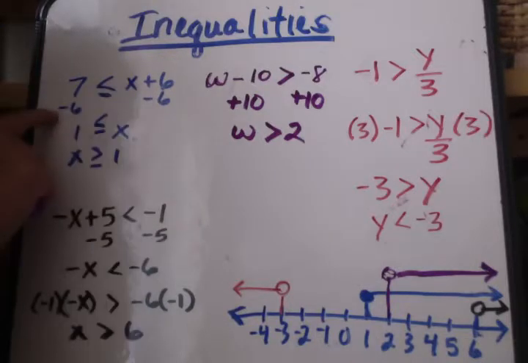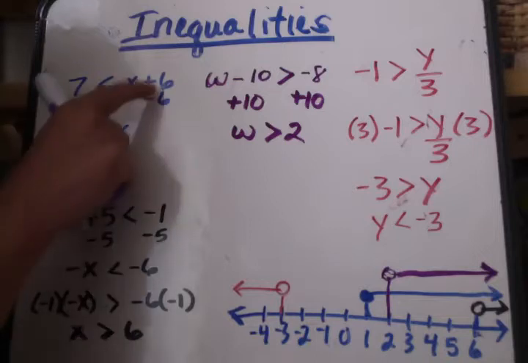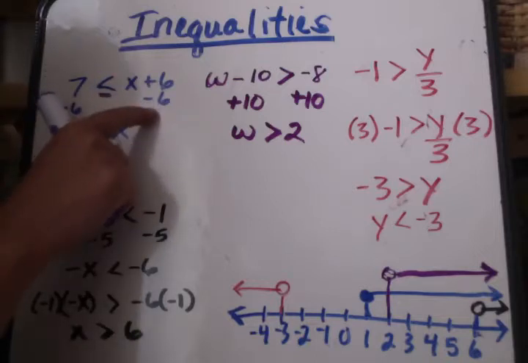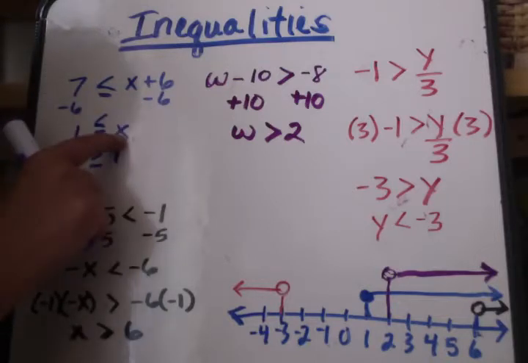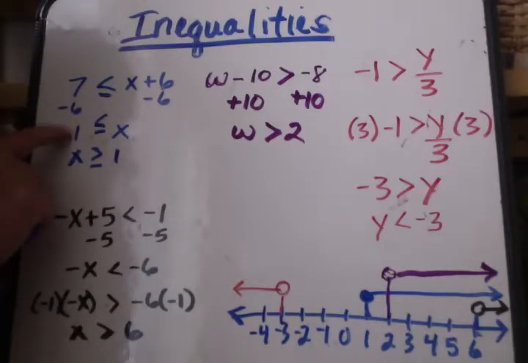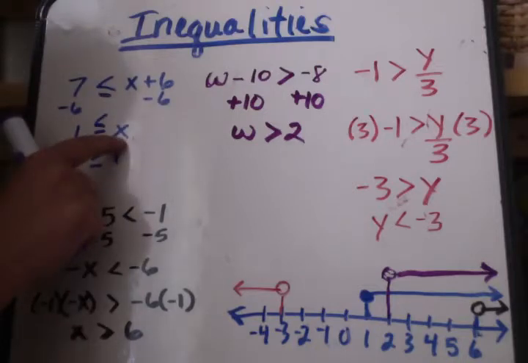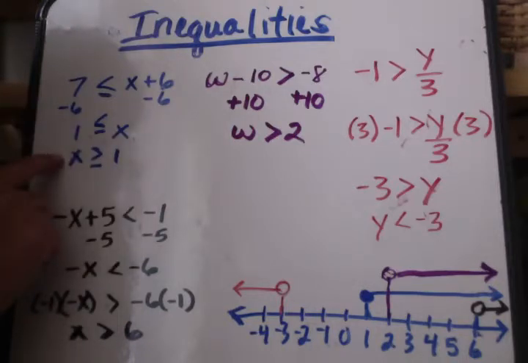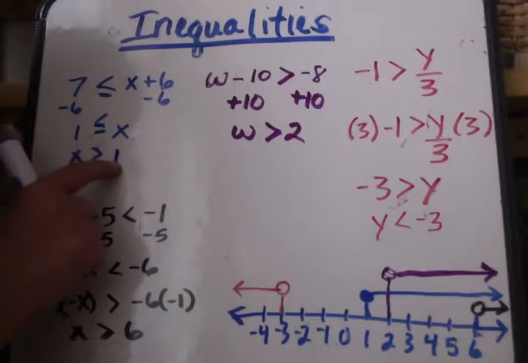So minus 6, minus 6. If I do plus 6 minus 6, it will be 0. X plus 0 is just x. And then here's my inequality, and then 7 minus 6 is 1. So from this, we get 1 is less than or equal to x. And again, to make this more readable for me, I like to make the variable on the left side of the equation. So x and 1, I flipped them.